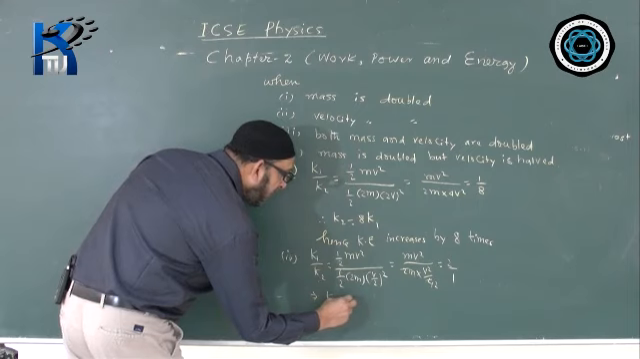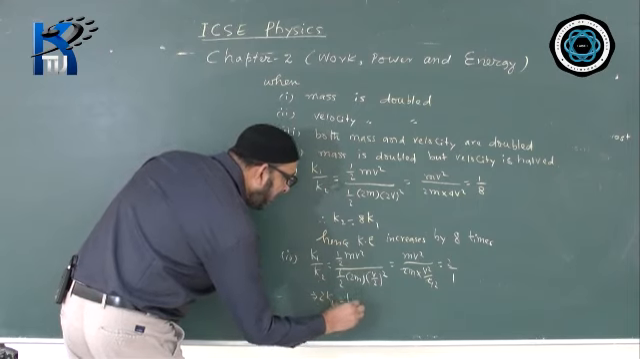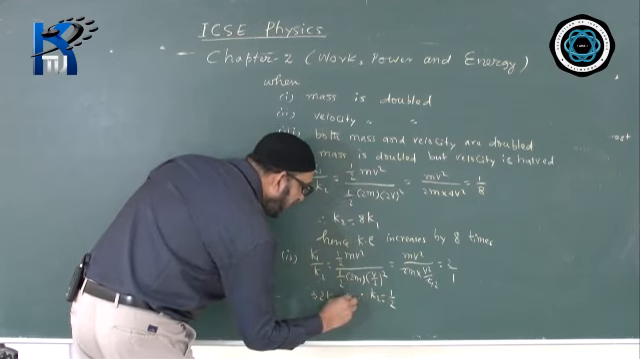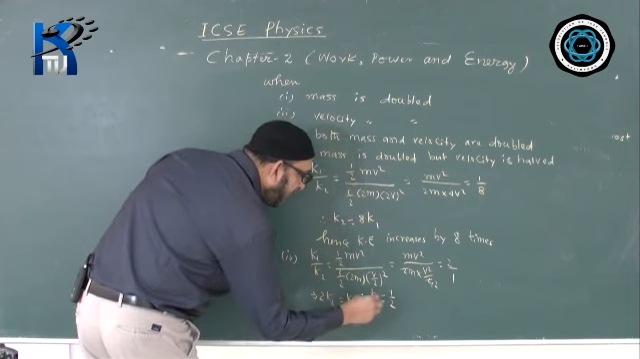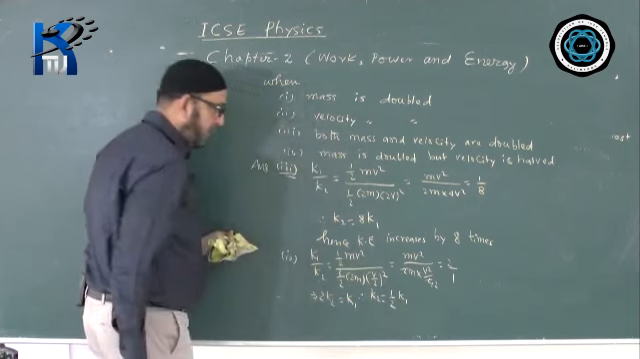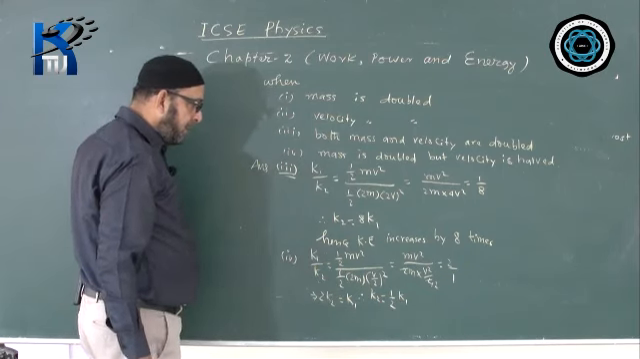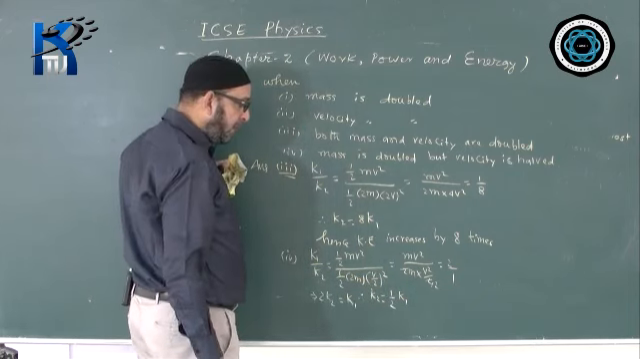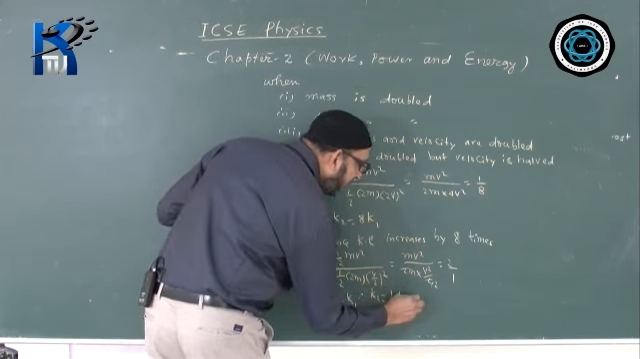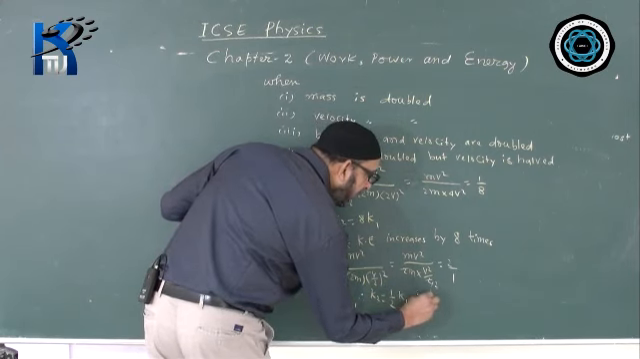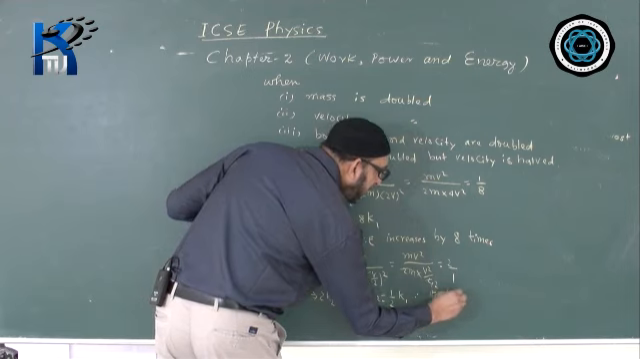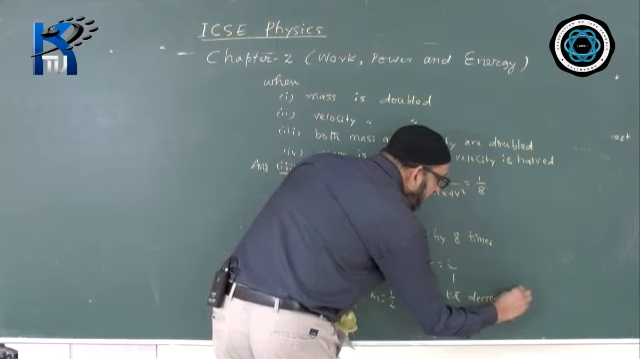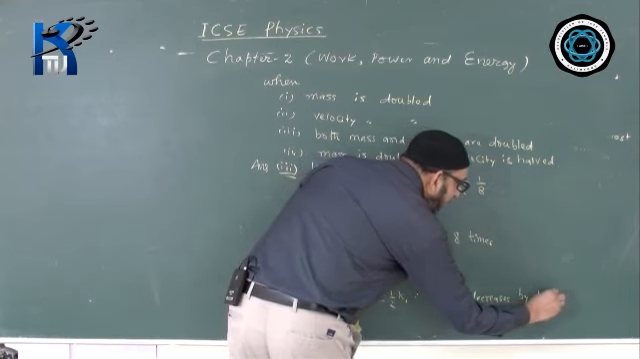2 K2 is K1. Therefore, K2 is coming half of K1. That means new kinetic energy is 1 by 2 times of the initial kinetic energy. That means kinetic energy is decreasing by half. Therefore, the kinetic energy decreases by 1 by 2 times.